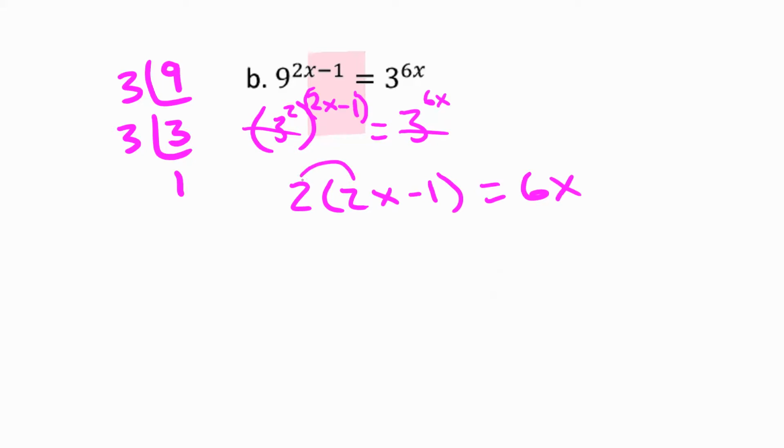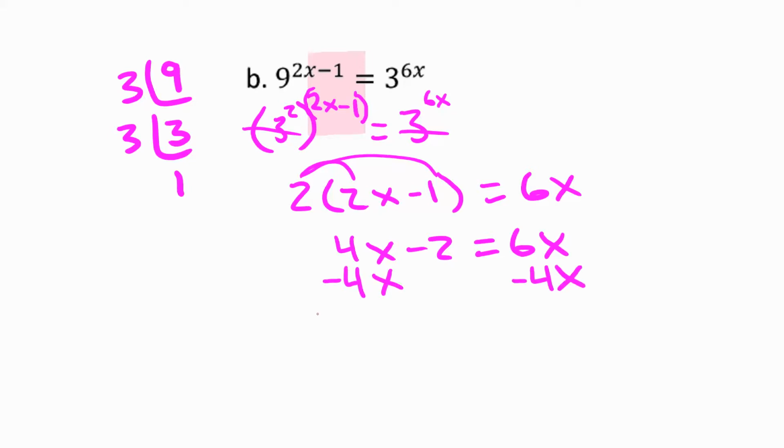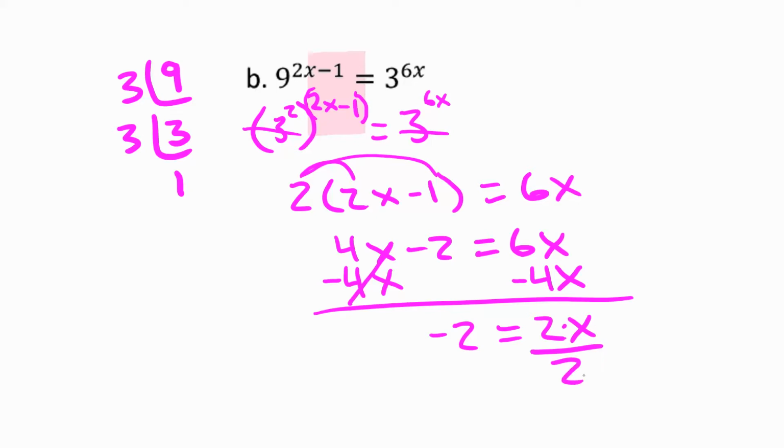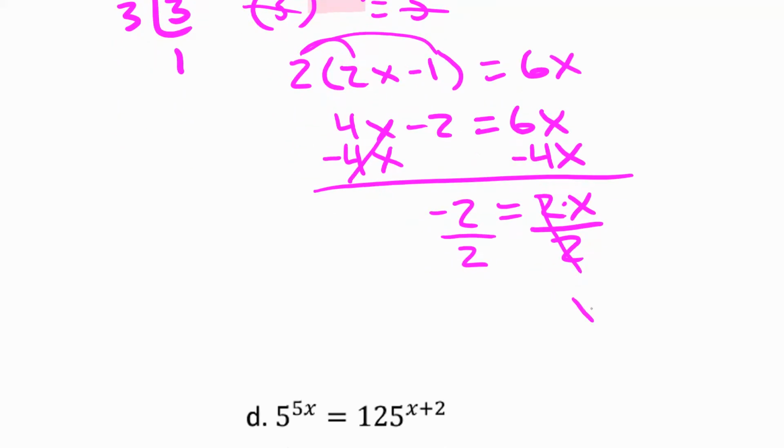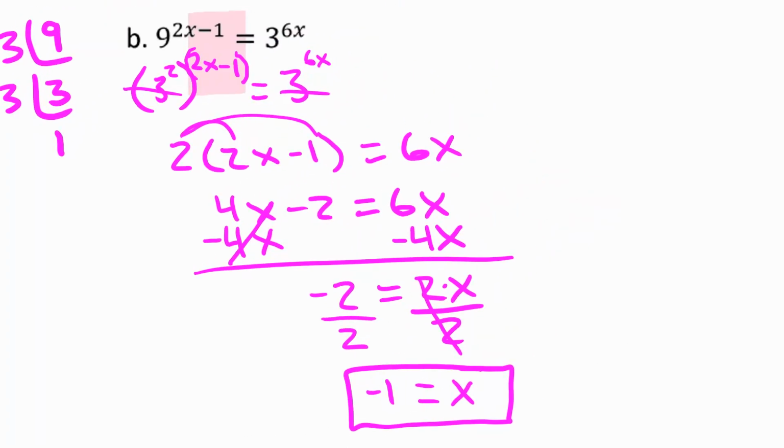Now distribute the 2. You have 4x minus 2 equals 6x. Now get the x's all in one place. So I'm going to subtract 4x to get it out of the way and to the other side. Now I have negative 2 equals 2x. I want to get rid of the 2 that's multiplying the x, so I divide it. So I get x equals negative 1. Final answer.